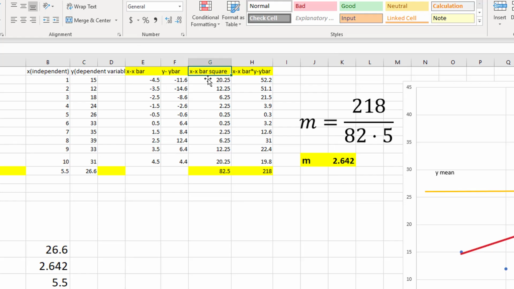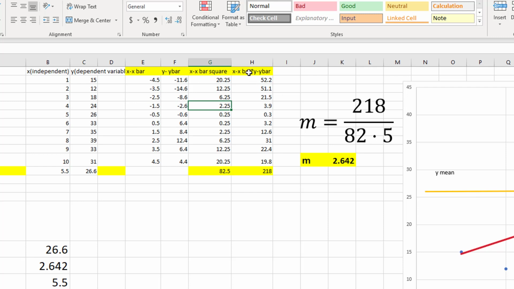Then we need to find out the denominator, which is x minus x bar squared. So we already have this x minus x bar, we just need to square it. So 20.25 is the square of minus 4.5. 12.25 is the square of minus 3.5. This denominator is nothing else than the square of this value, this column. So all the individual elements have been squared.